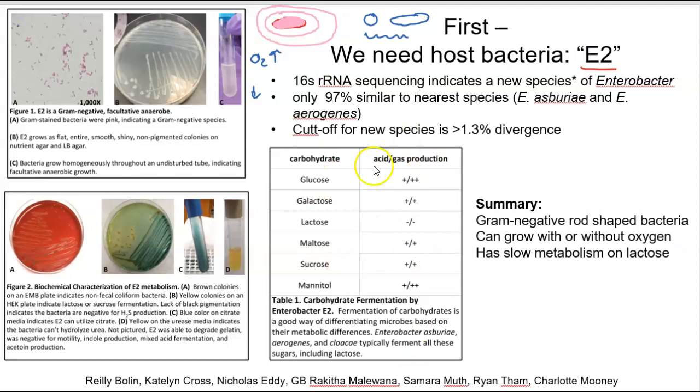So this test right here on this chart, we're looking to see if the bacteria on the first row take glucose and produce acid and gas. And going through all of these sugars, notably, it doesn't ferment lactose very well. And this is exciting because pretty much all other species that are published of Enterobacter, they're all strong fermenters of lactose. So this supports that we might really have a brand new species of Enterobacter.